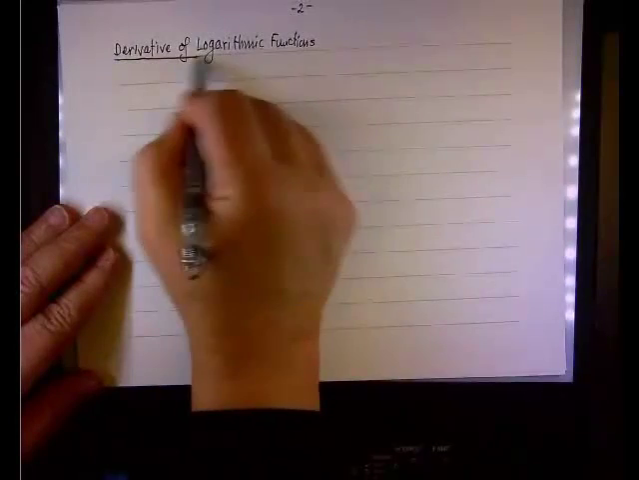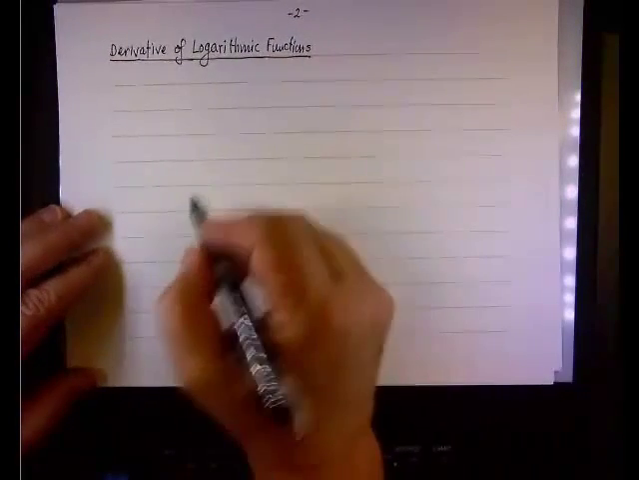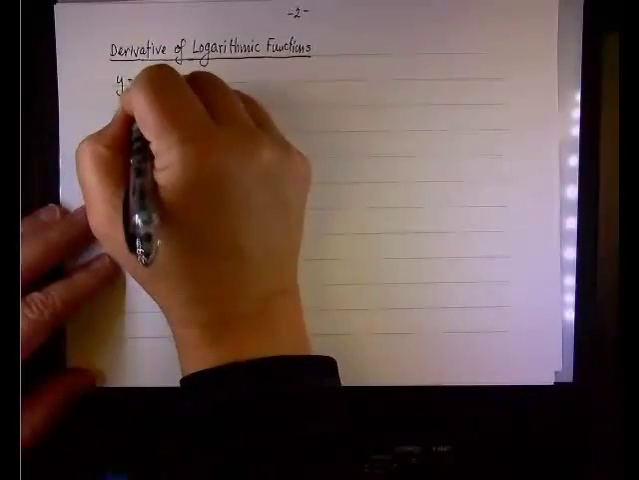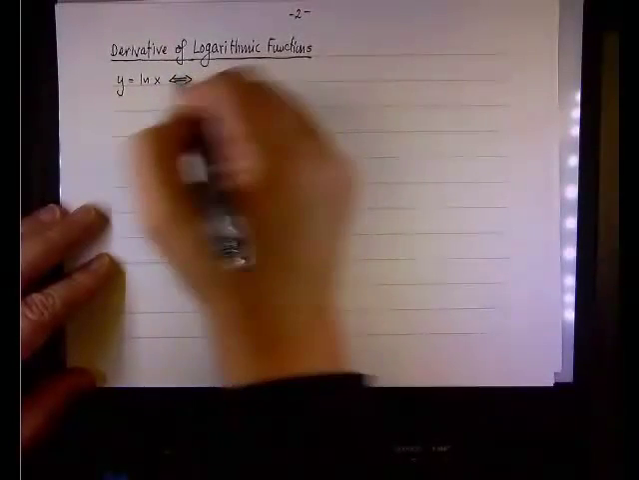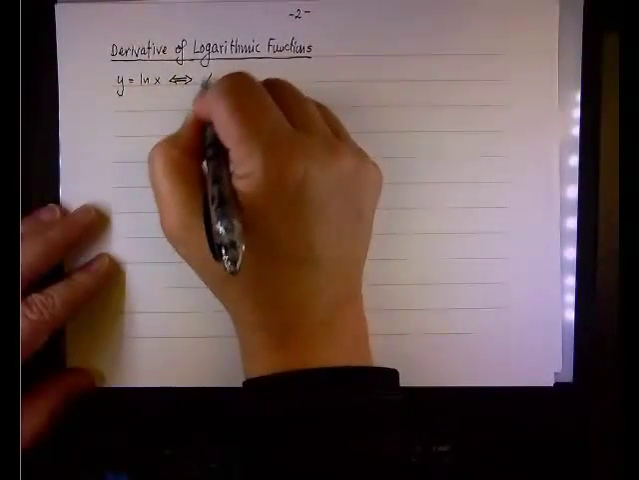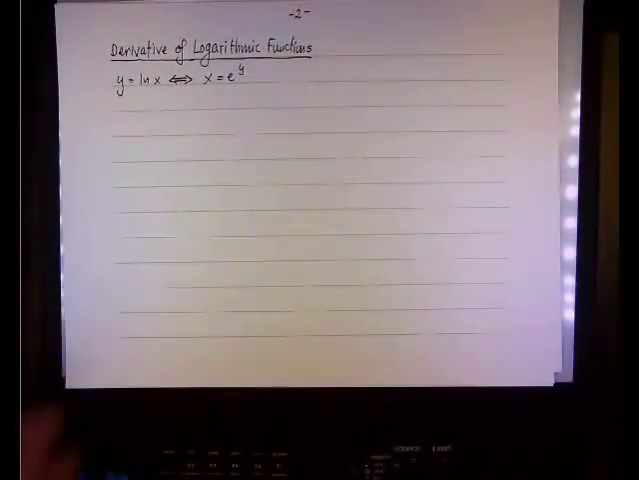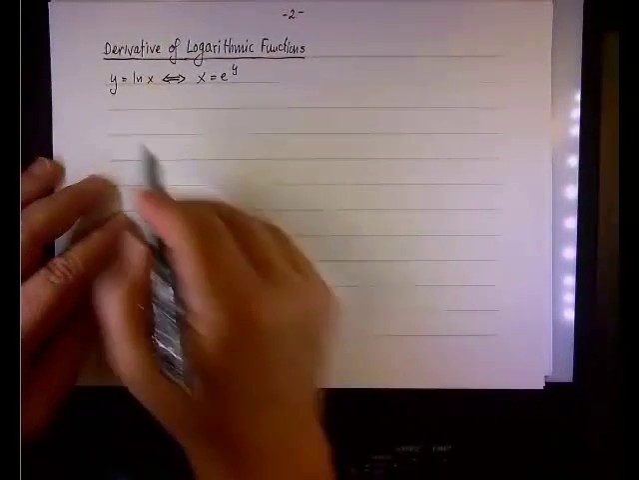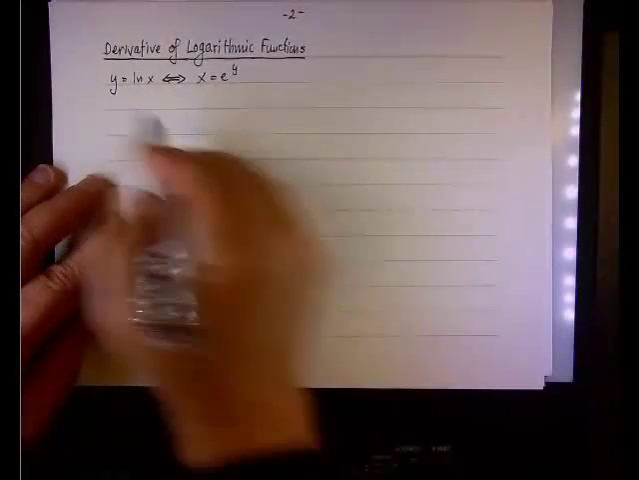Derivative of logarithmic functions. Let's recall what the logarithm is. If we have y equals the natural log of x, the equivalent statement is that e to the y, or x equals e to the y. So now we know a little bit about implicit differentiation. Remember, what we tried to do is find the derivative of the natural log of x.